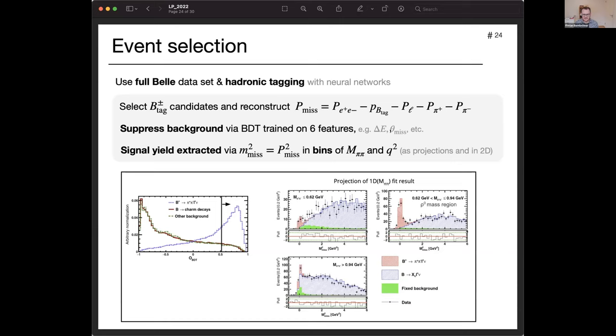And then we can basically bin up the data in whatever variables we want to study and then fit the missing mass squared to subtract signal and background. This is shown here at the bottom in three bins of the invariant pi pi mass, where you can see the missing mass squared. The red histogram is signal, and the other histograms correspond to the background, so it should be separated. On the left here, you also see the BDT for the background suppression.